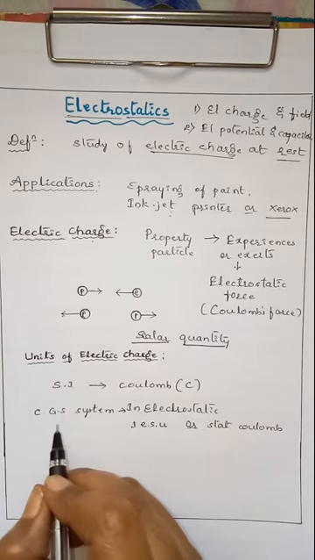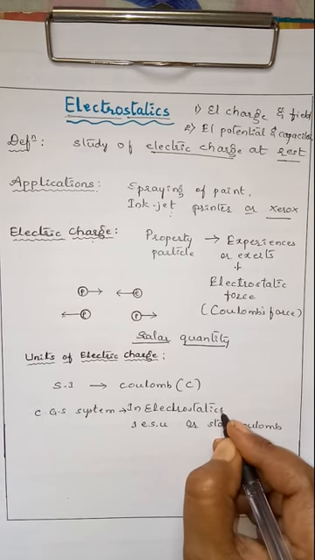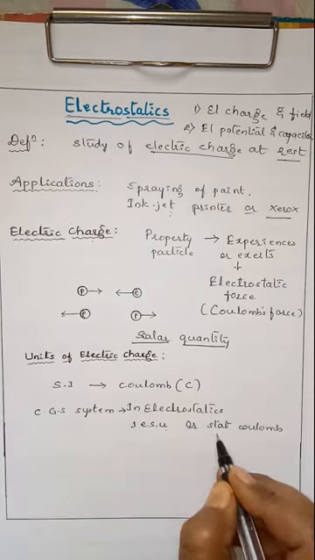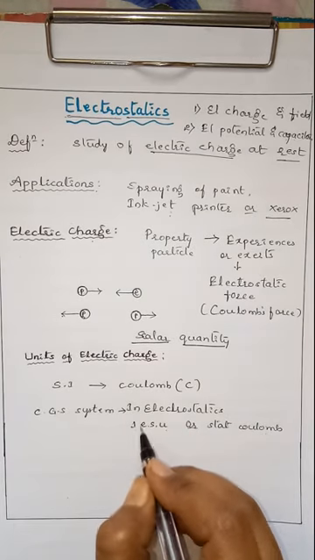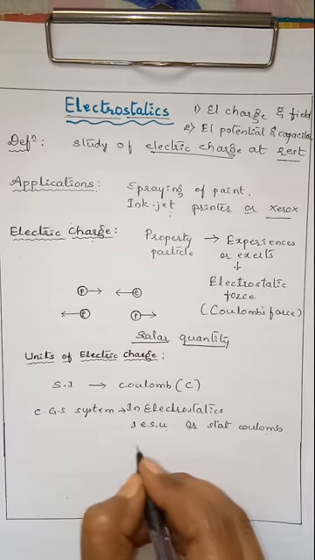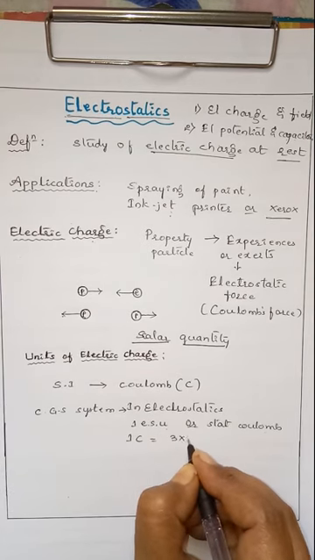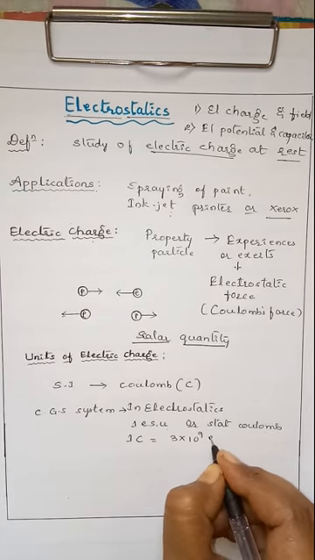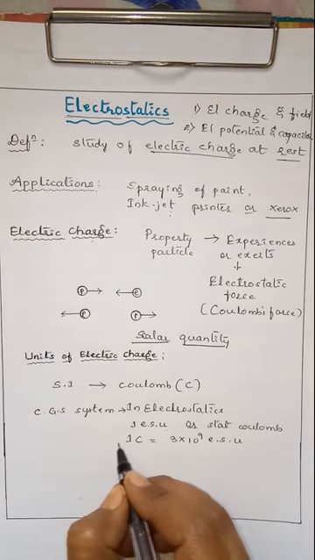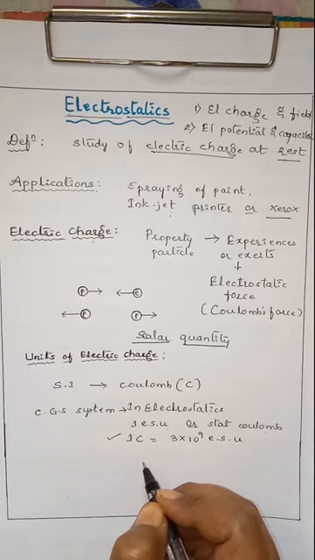Again I'll repeat, in the CGS system, in electrostatics, we use the electrostatic unit or stat coulomb. The relation between the coulomb and the CGS electrostatic unit is that 1 coulomb is equal to 3 into 10 to the power of 9 electrostatic units. So it's very clear that 1 coulomb is a very big unit of charge.